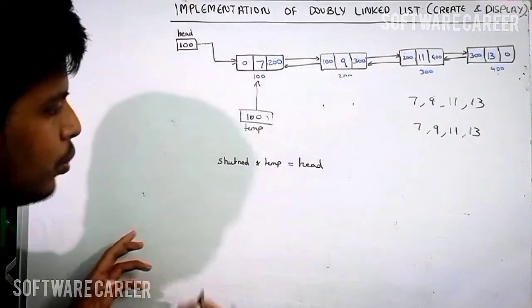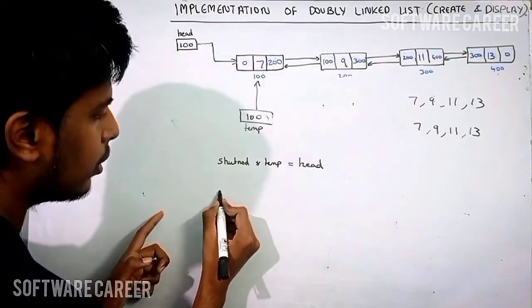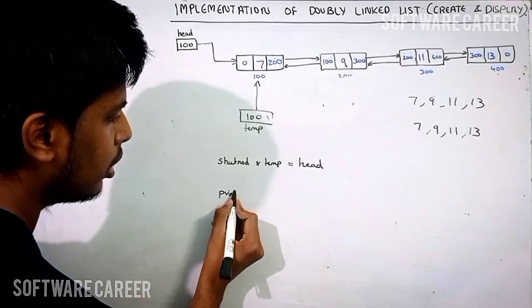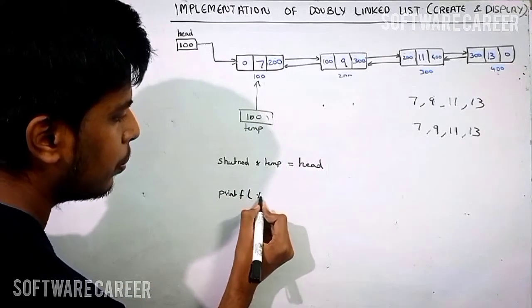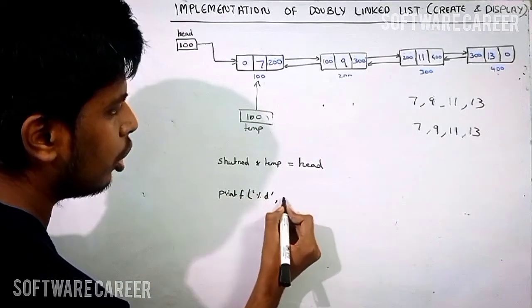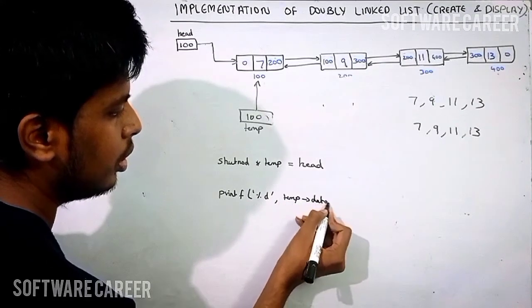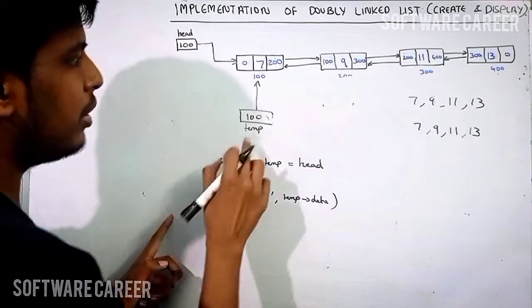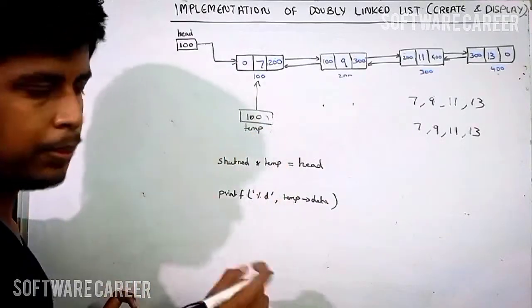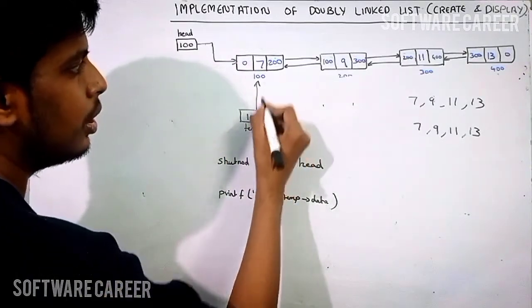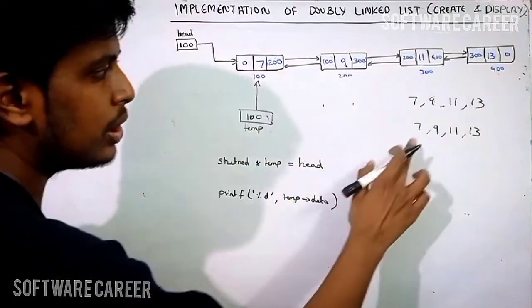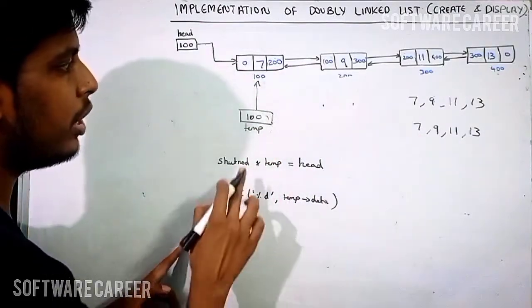Now the next step is printf %d comma temp data. In this step I have printed the data present in this address temp. Temp address is 100. Now 100's data is 7. So 7 gets printed.